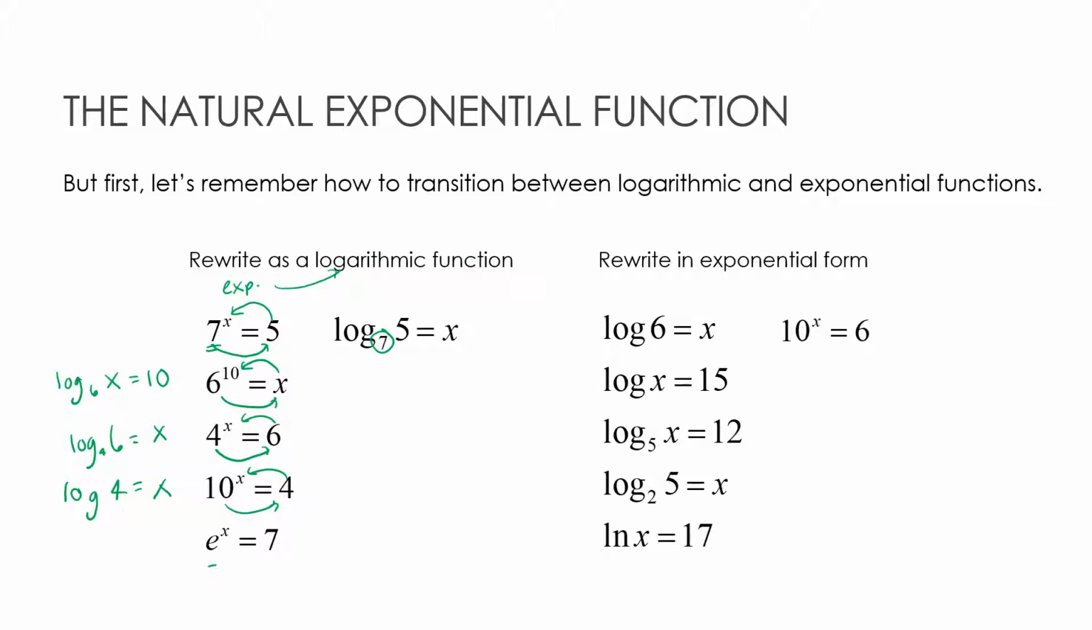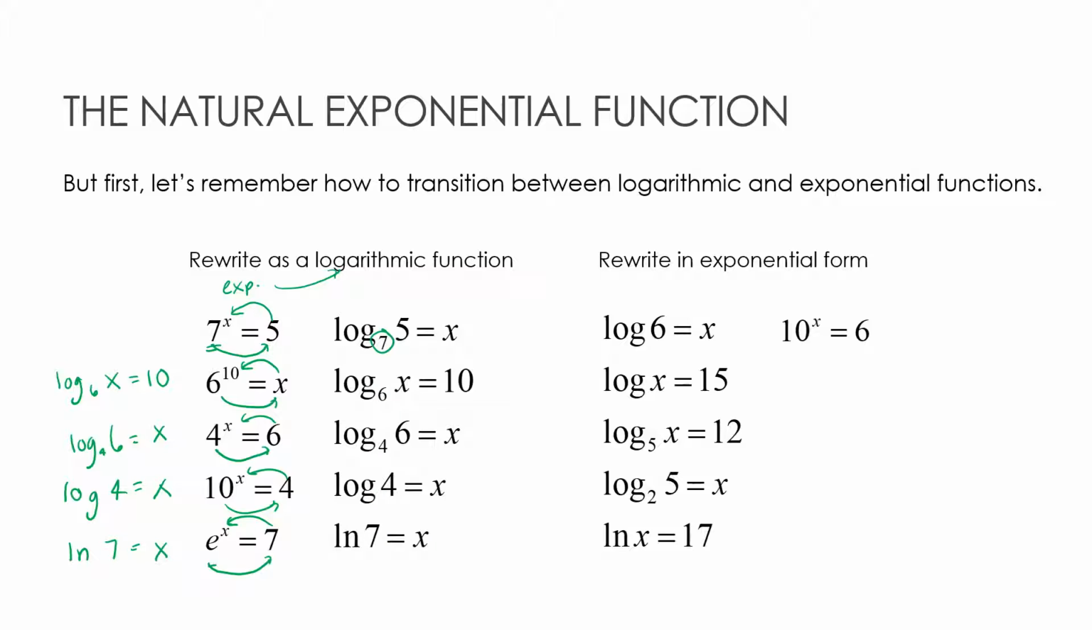And this one would be log base e of 7 equals x, but of course we write log base e as natural log of 7 equals x. Now let's try going in reverse. So these are now log functions going into exponential form, and I'm still going to use that same method.